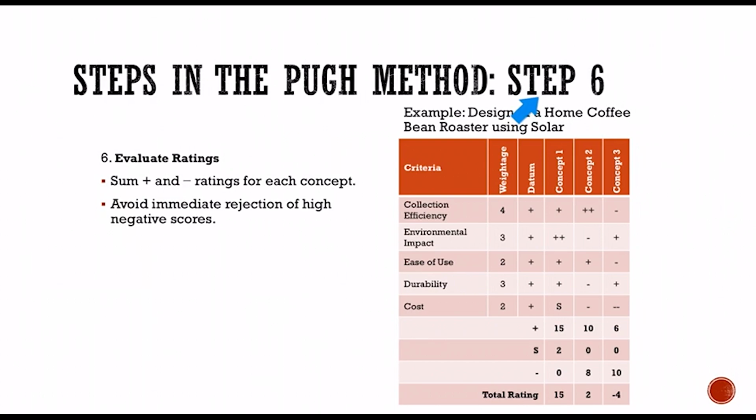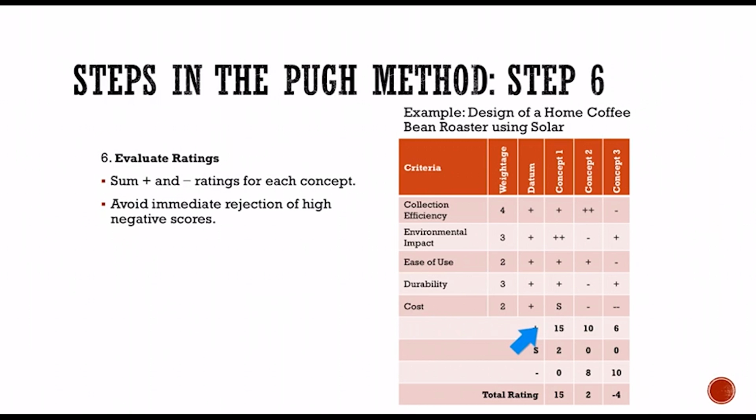So in step number 6, we will evaluate the rating by summating plus and negative rating for each concept and avoid immediate rejection of high negative score. So for example, for concept number 1, we will calculate the total plus obtained for concept number 1.